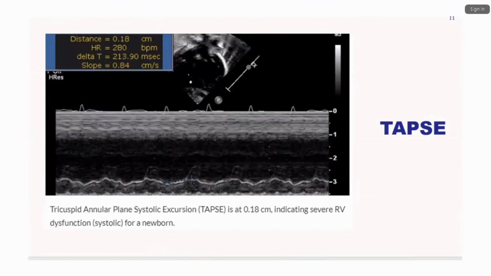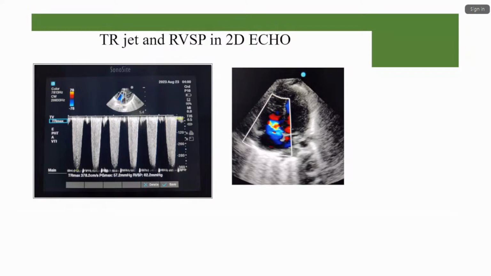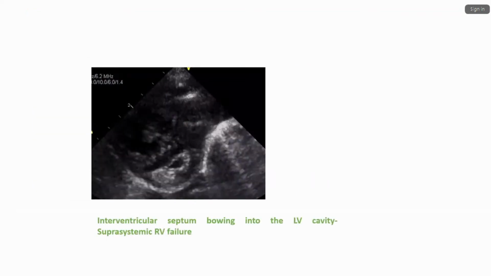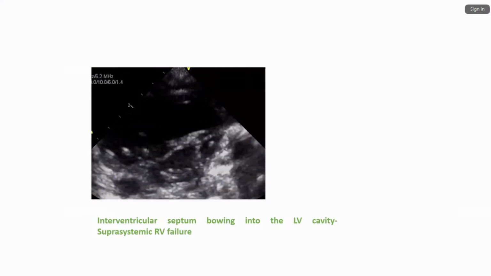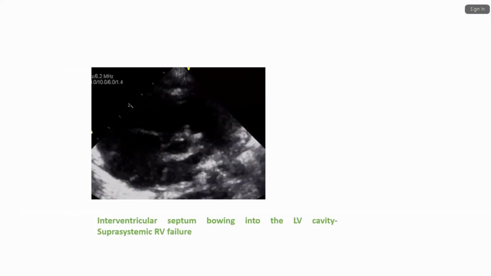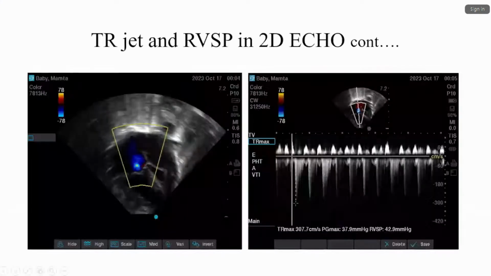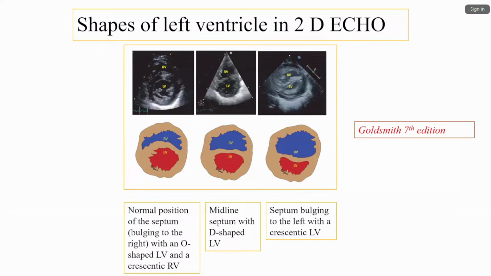So this is the image. This is how it is measured, indicating RV dysfunction. This is the TR. This is the TRV and RVSP in 2D echo. This is a slide in which you can see interventricular septum bowing into the left ventricular cavity. Another slide showing TRV. And this is the position of the left ventricle and shape in 2D echo.